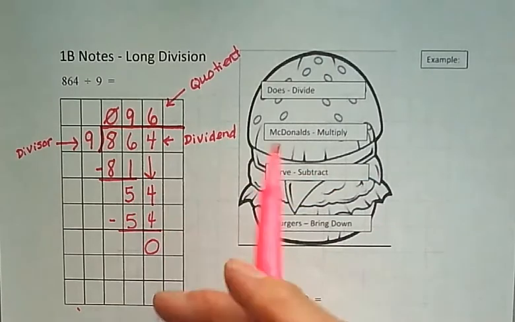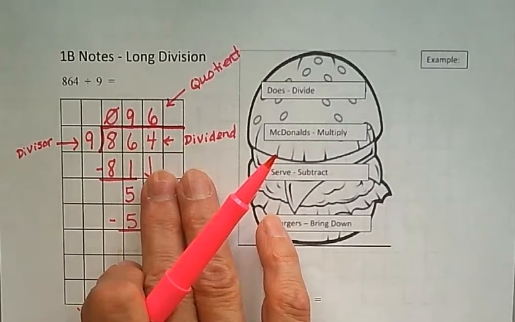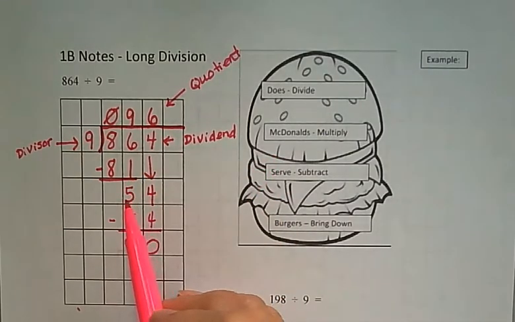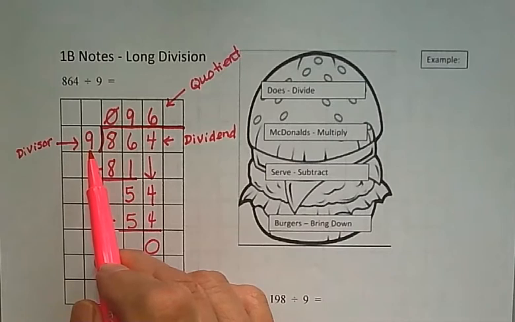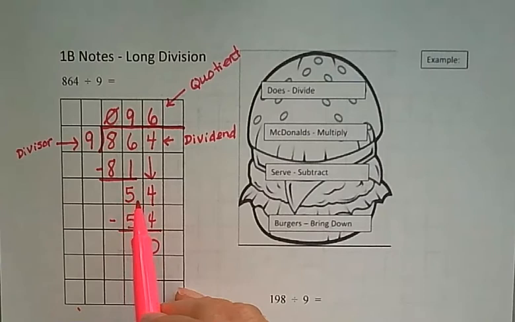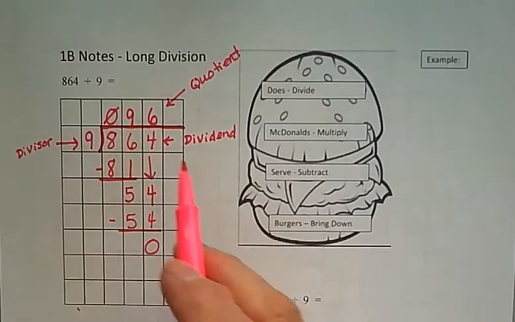Now I check. Remember, I only have this 5 right now. Is 5 less than 9? It is. As long as this number, this bring down, is less than the number I'm dividing by, then I can go ahead and move on. If this number were equal to or bigger than the number I'm dividing by, then I would know that I didn't divide by a big enough number up here. This would need to be bigger.